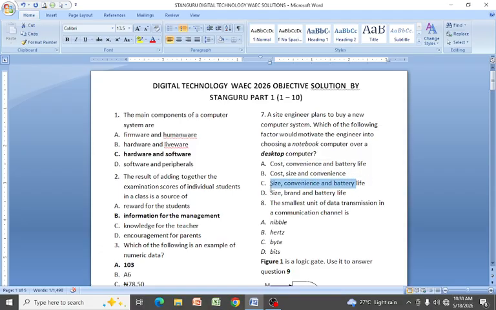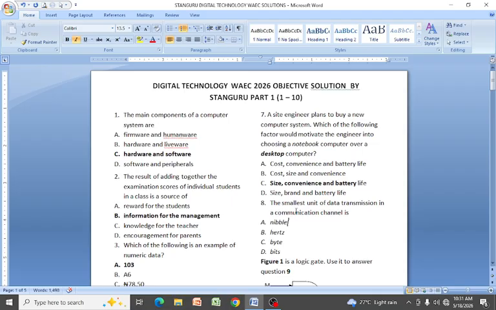I will tell you why option C is the correct answer. Remember that laptops are portable and battery powered. We don't need to consider cost, because a notebook computer is not always cheaper than a desktop, and cost can never be the main advantage. The advantage should be the size, because I can move it from one place to another and be comfortable. The battery life matters because it is battery powered. So we should consider the size, the convenience, and the battery life.